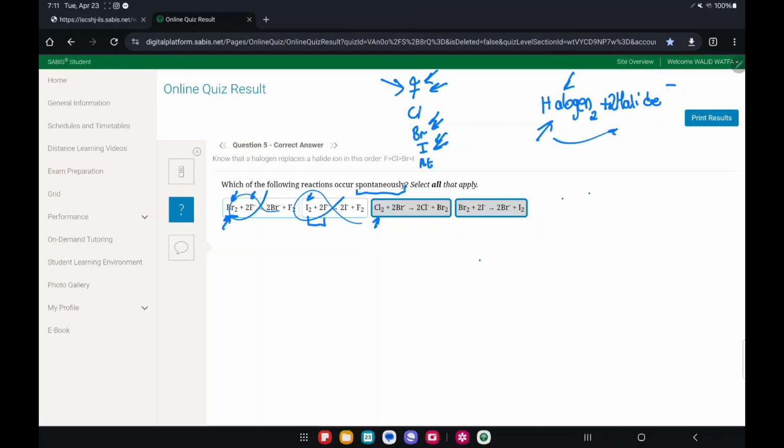Cl2 plus 2Br minus. Cl is up here, Br is here, and since Cl is the halogen, it should be above Br, and in this case it is, so we take it. Br2 and 2I minus. Br should be above I, it is in this case, so we take it.